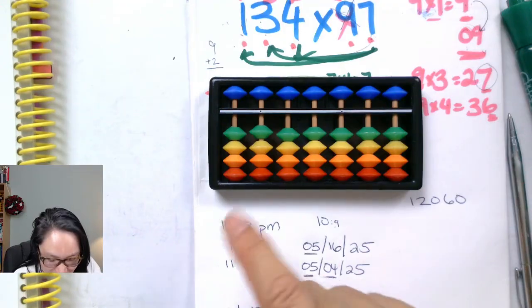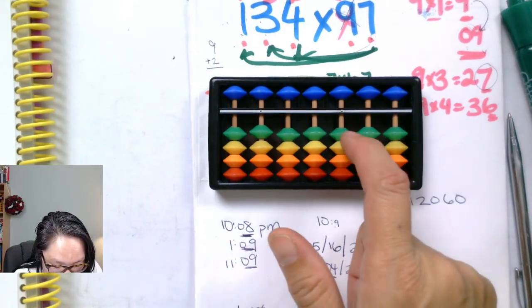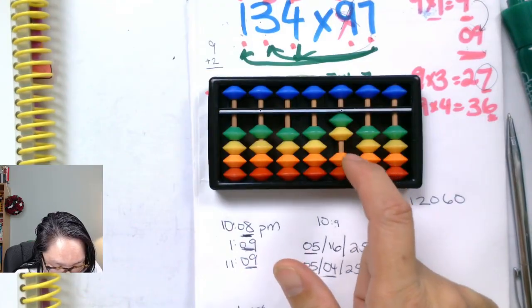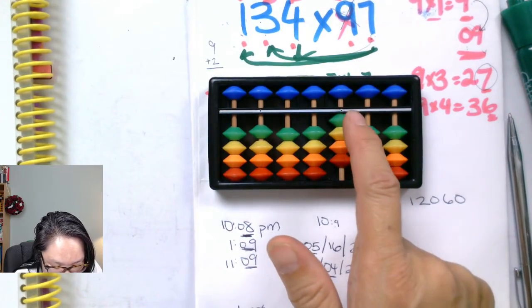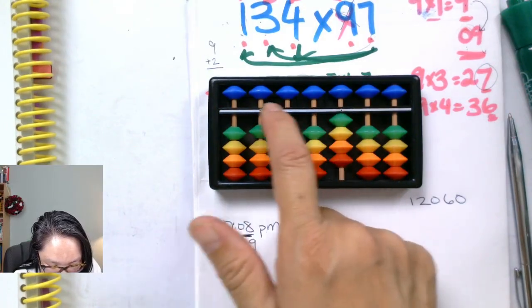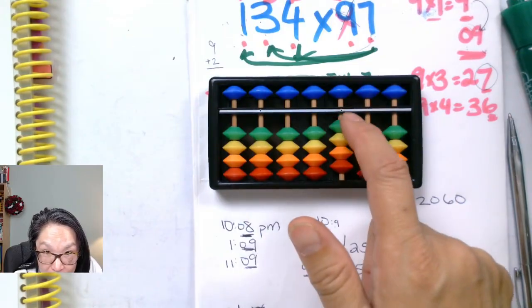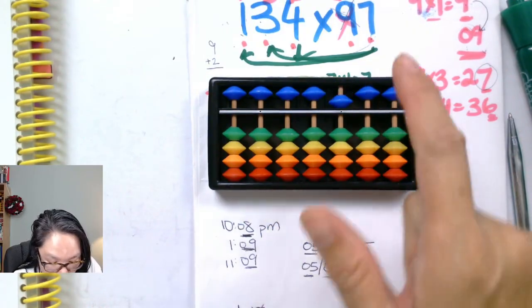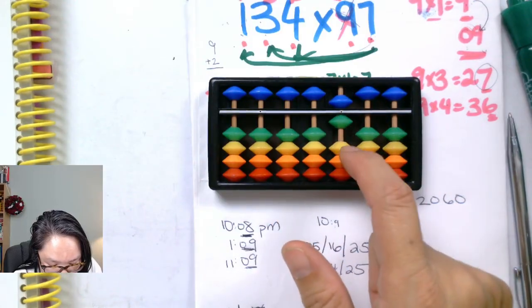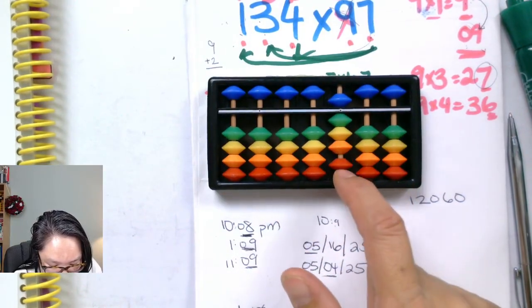I got jokes. Okay, so we're going to count 1, 2, 3, 4. Anytime the beads are touching the horizontal bar, this is what's being counted. So we have 4, right? Then the top bead will always be 5. We have 5, 6, 7, 8, 9.